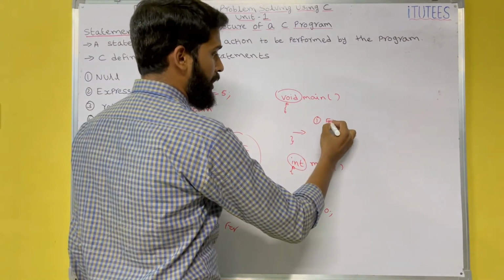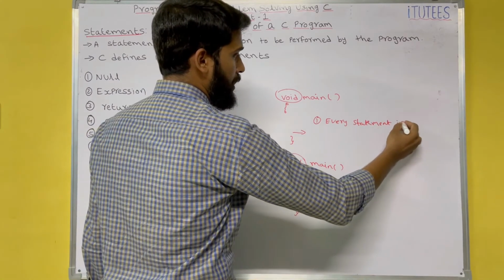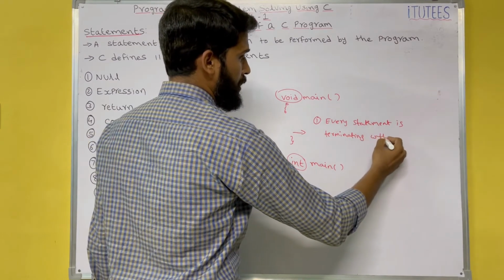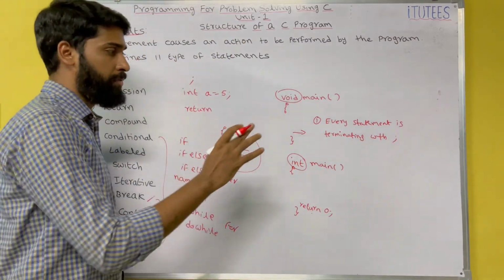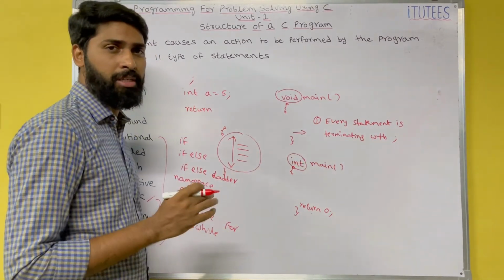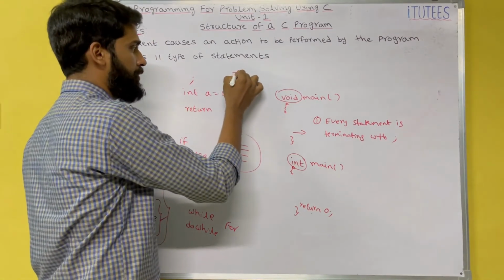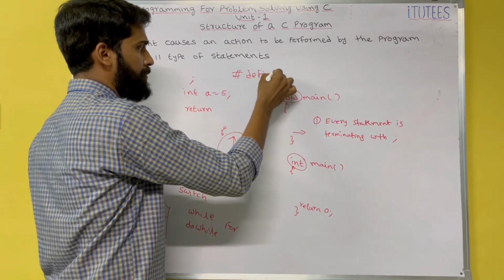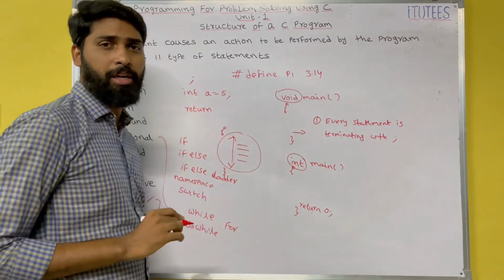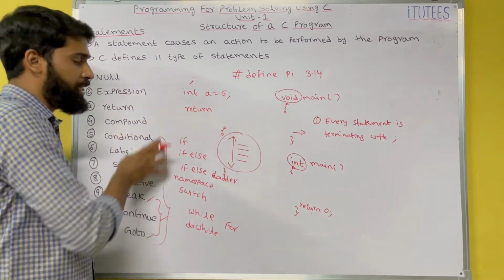In C, every statement is terminated with a semicolon. Almost all the statements in C are terminated with a semicolon. And we remember one thing: when we write #define PI 3.14, in this statement you don't use a semicolon. When you complete this course, you will automatically understand all these statements.